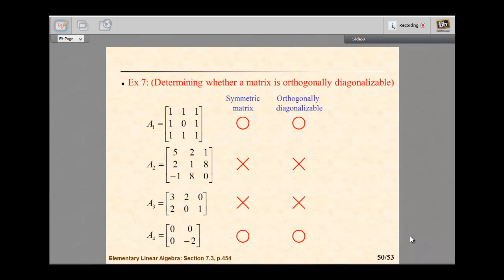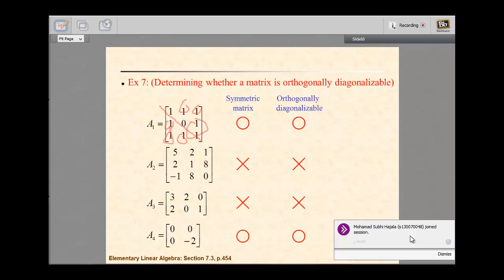First of all, we check whether it is symmetric or not. This is our main diagonal, and what about the left hand side and the right hand side? Left hand side and right hand side, both are equal. So it means that it is symmetric. Similarly, we can find the orthogonally diagonalizable. So we say that yes, it is orthogonally diagonalizable.